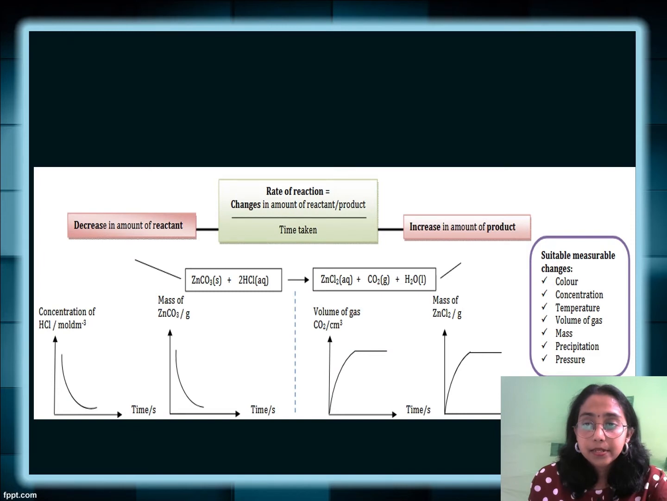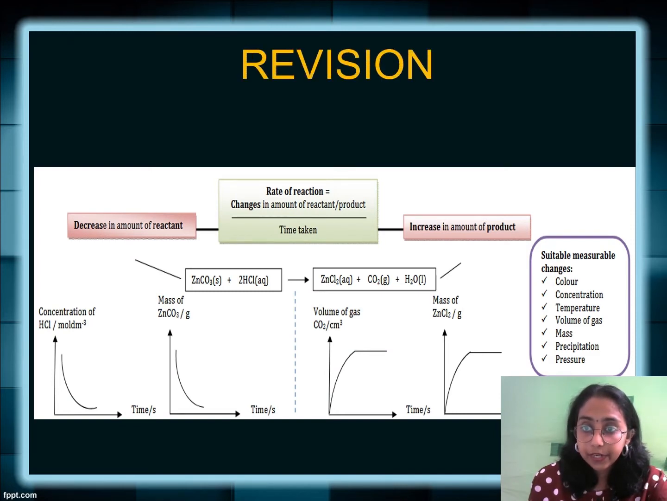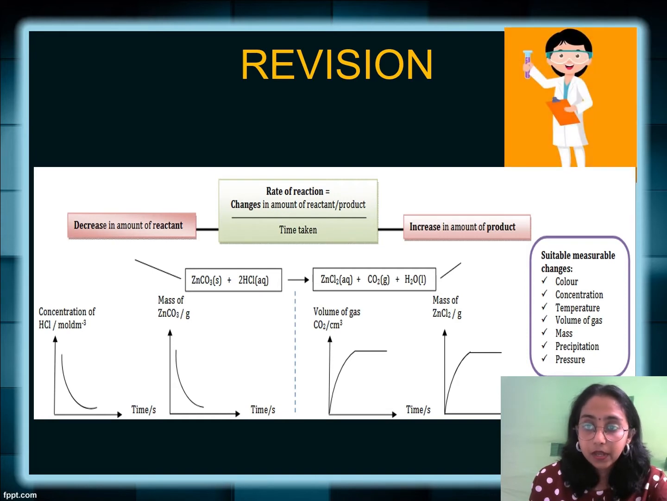Okay, come, let's do a quick revision on the definition of rate of reactions. Okay, what is meant by rate of reactions? So as we know, in any chemical reactions, we need reactants to react, and when they react, they will form the respective products. So we can observe the changes that occur in the reaction based on the amount of reactant or based on the amount of product.